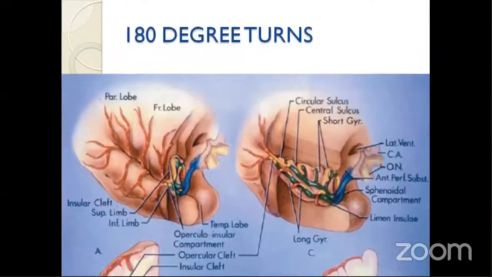Now discussing the turns of the middle cerebral artery, we can see the blue colored image is the M1 segment, the green is the M2 segment. This is the first 180 degrees turn, and from here the M2 segment becomes, that is the yellow colored image, the M3 segment. Then it again turns 180 degrees and it becomes the M4 segment, and it supplies the cortical surface of the brain.